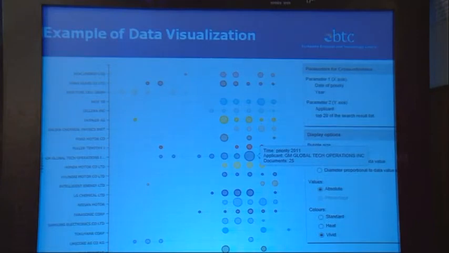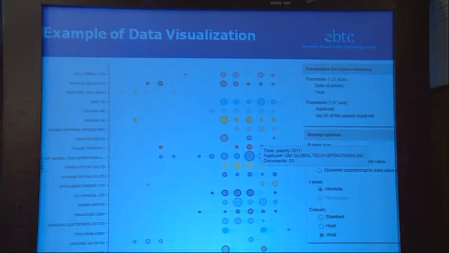This is an example of data visualization which I took from the GPI. GPI is a tool provided by EPO, and this is a very simple diagram of date of priority and applicants shown on two axes. The area of the circle depends on how many documents there are. And this is not all intelligence.